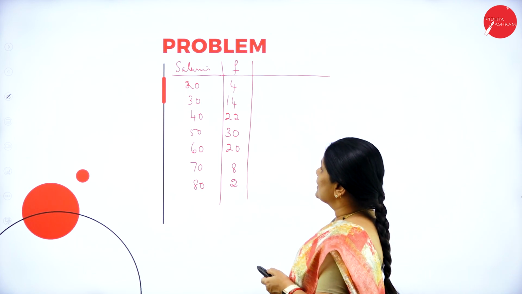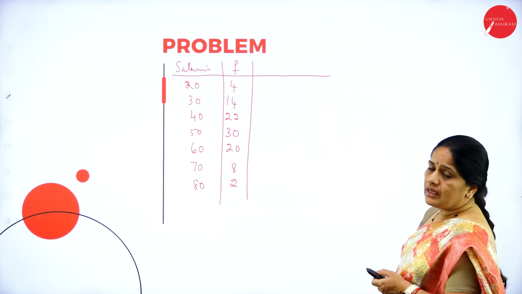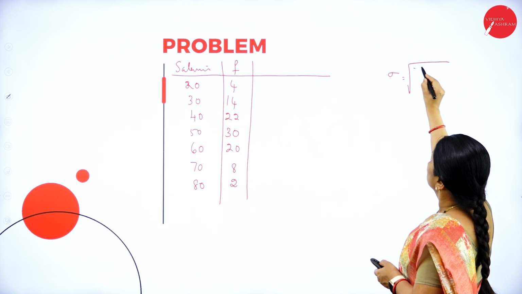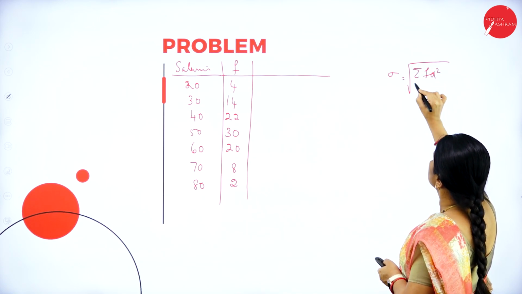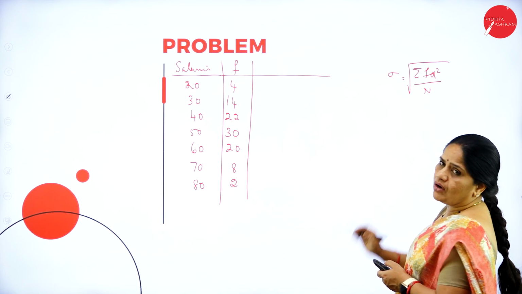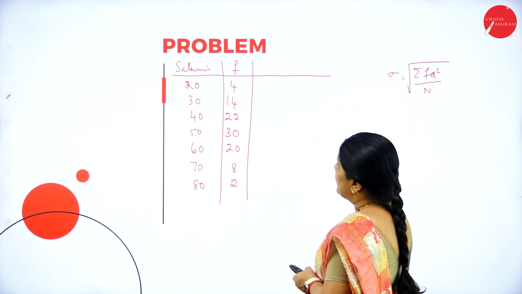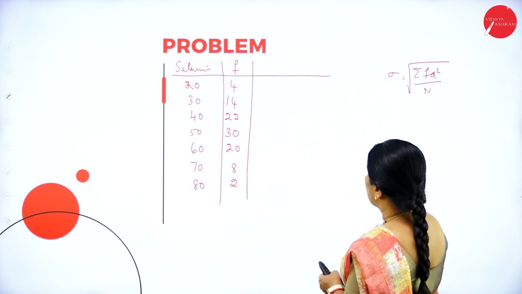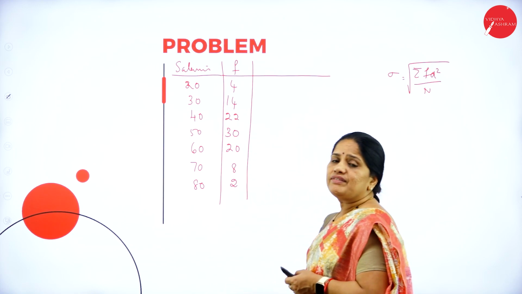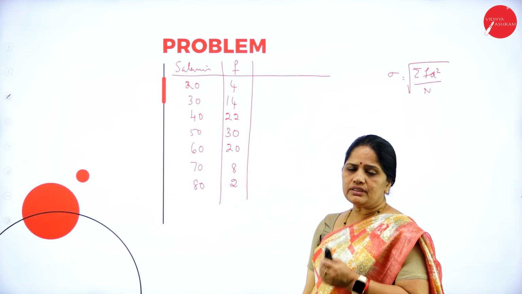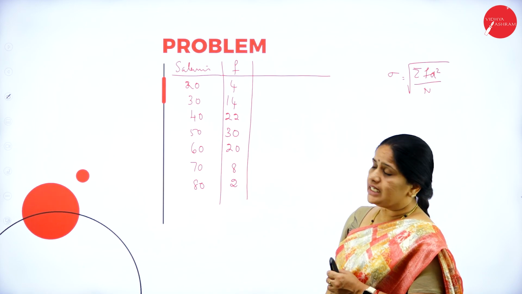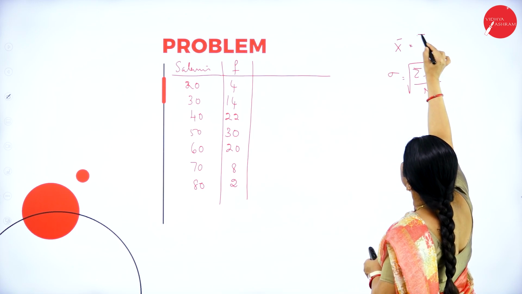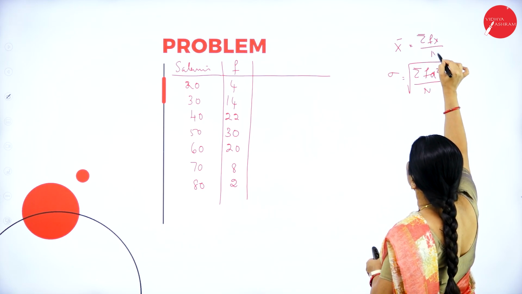Now we have to calculate the standard deviation. Now what is the formula for standard deviation? Standard deviation equals root of sigma fd square divided by n or sigma f. So we have the frequencies here. Now the next step will be we have to calculate the mean. Whenever we are given a problem on standard deviation, the first thing will be we have to calculate the mean here. So in order to calculate the mean, I have the formula here, sigma fx divided by n.